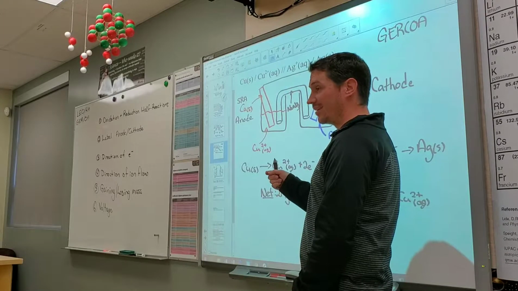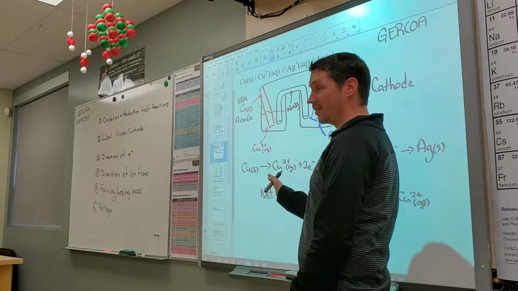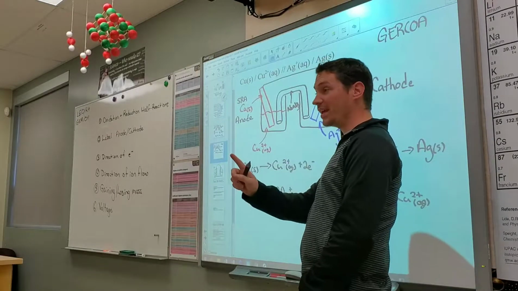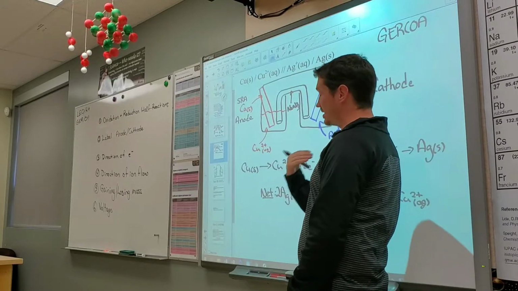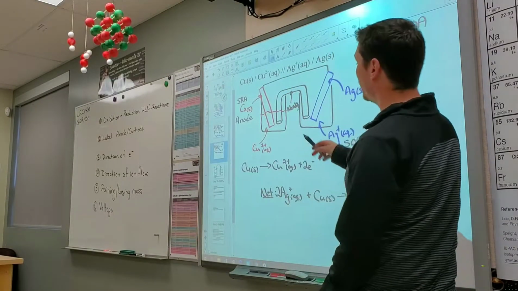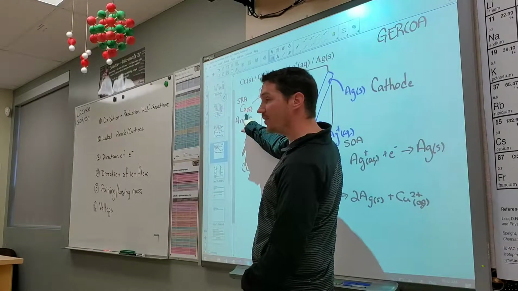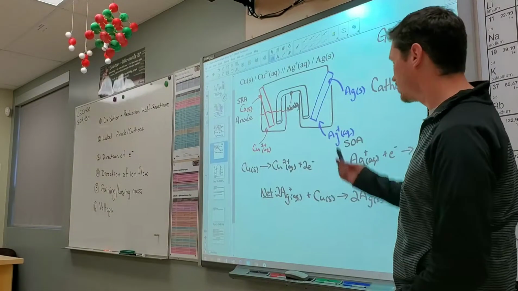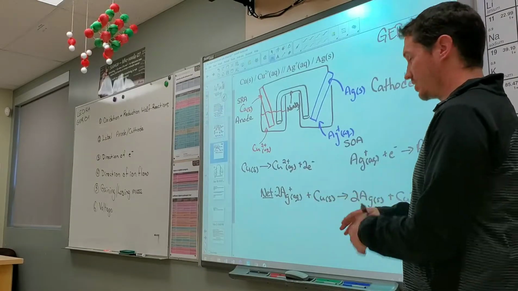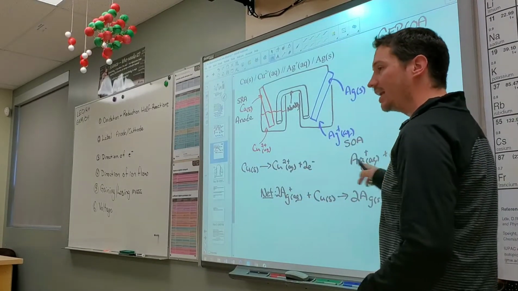They go through the wire, right? Electrons only ever go through the wire, okay? And we're going to see why that is in a second. So the electrons are heading from the anode to the cathode, right? But here, I just want you to take a look at the half reactions. Which half reaction is gaining electrons?